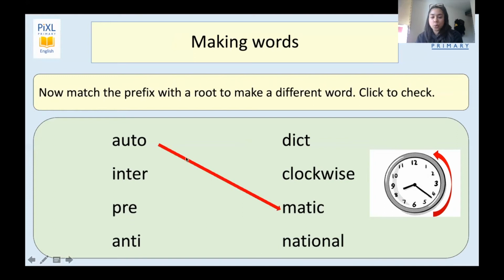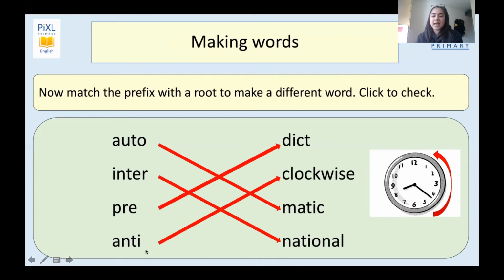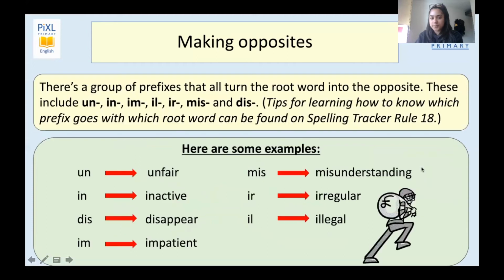Well done if you said automatic, international, predict, and anti-clockwise. So we learned about anti-clockwise. You might have remembered anti-clockwise means going the other way around a clock. So usually our hands will go clockwise. So they go from 12 to 1 to 2 to 3, all the way around. Anti-clockwise means going backwards from 12 all the way to 1 this way.